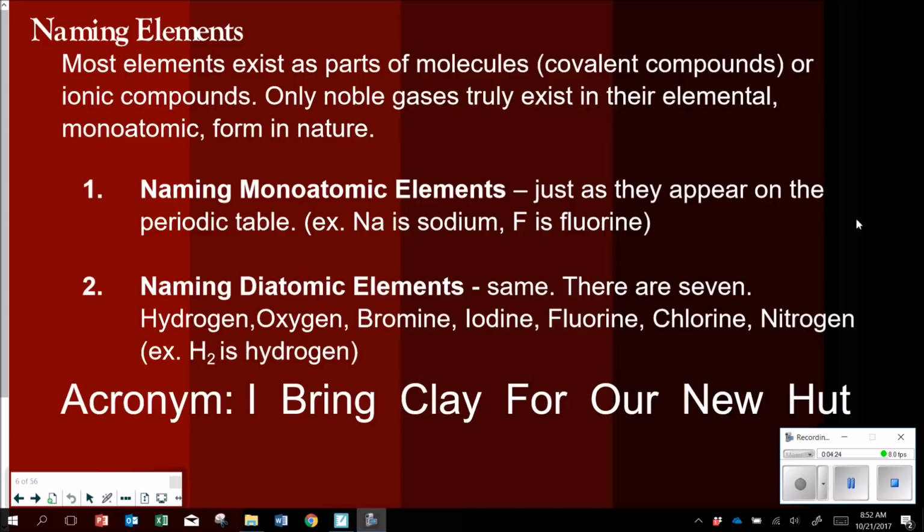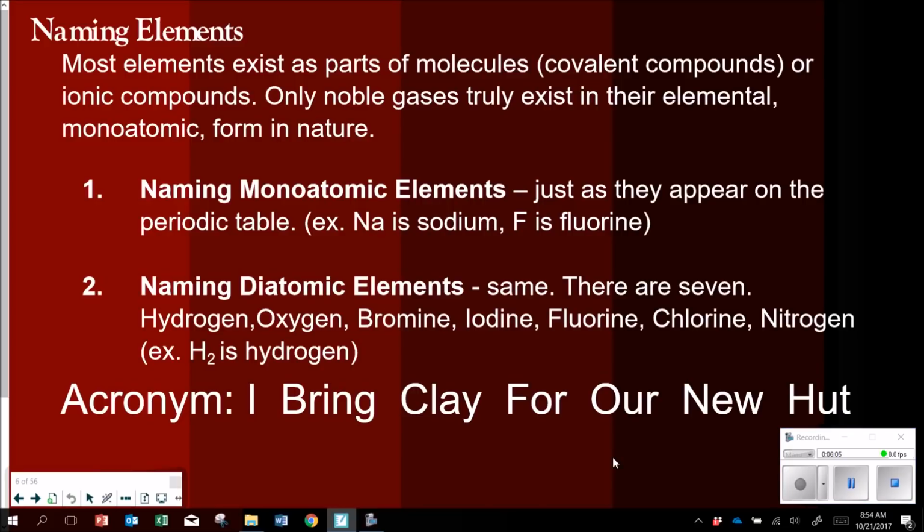Most elements exist as part of molecules or covalent compounds or as ionic compounds. Only noble gases truly exist in their elemental monoatomic form in nature. How do we name monoatomic elements? We just name them as they appear on the periodic table. So for example, Na is sodium, F is fluorine, etc.